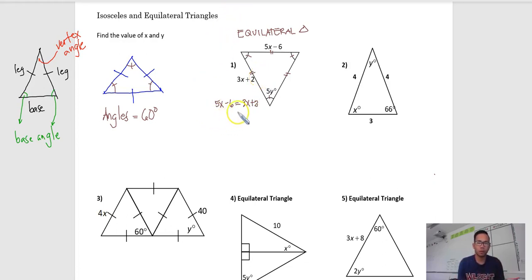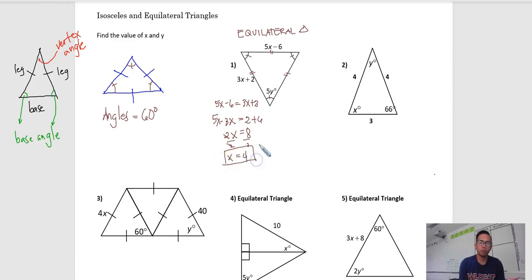Again, we combine like terms. This will become 5x minus 3x is equal to 2 plus 6. 5 minus 3 is 2x, is equal to 8. Divide both sides by 2. Then the value of x is equal to 4.